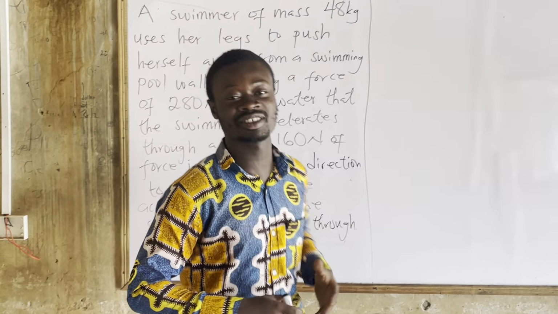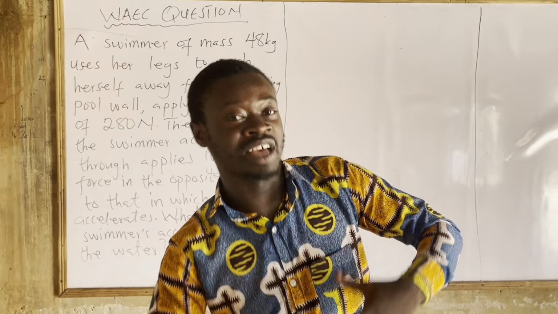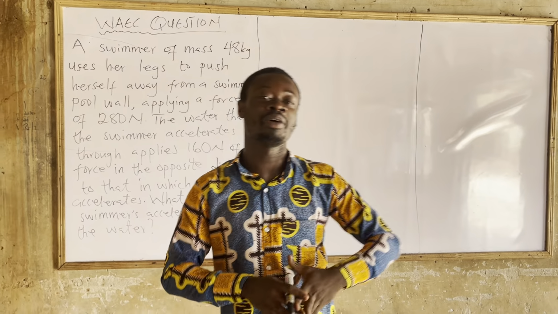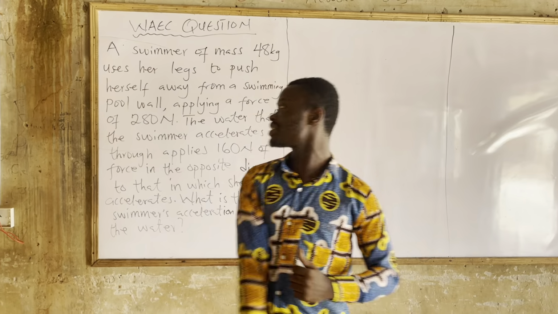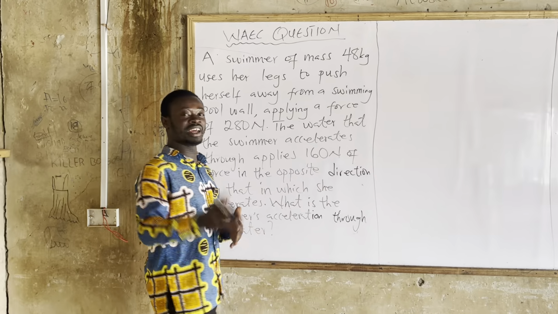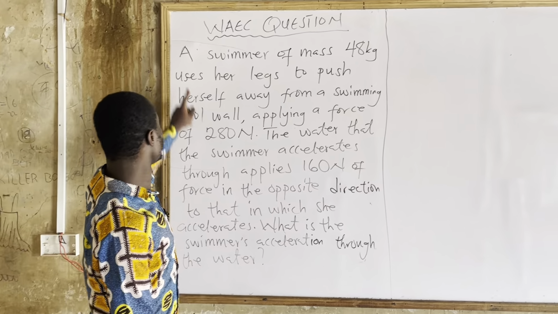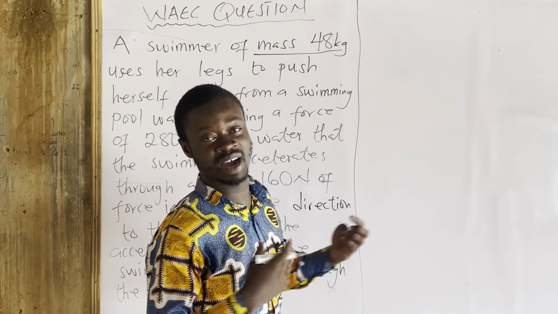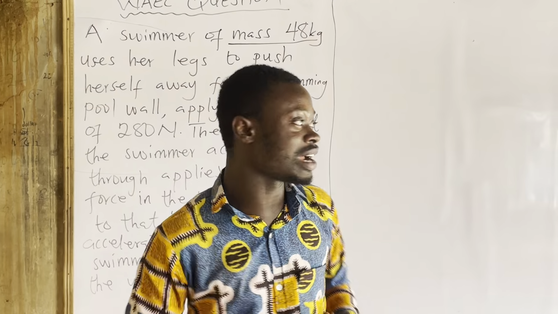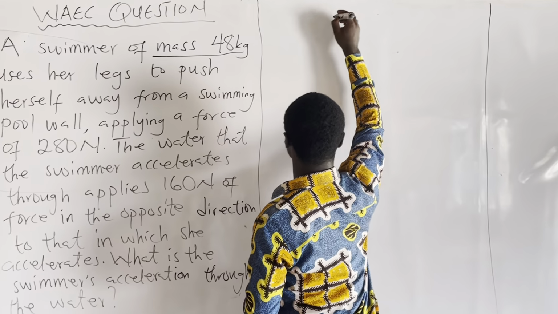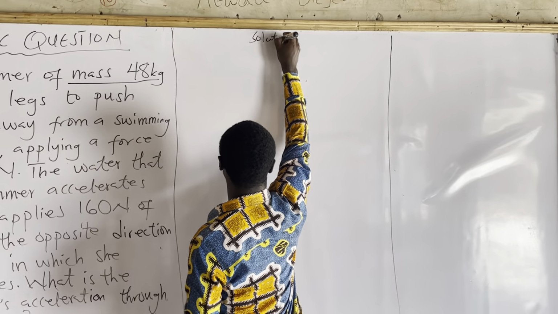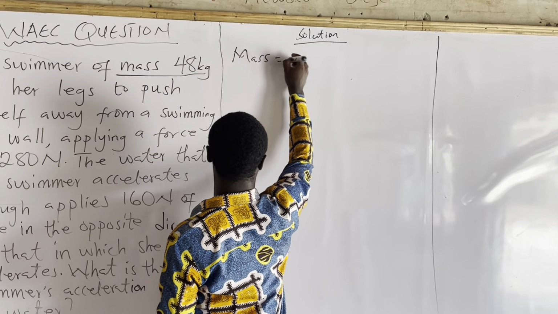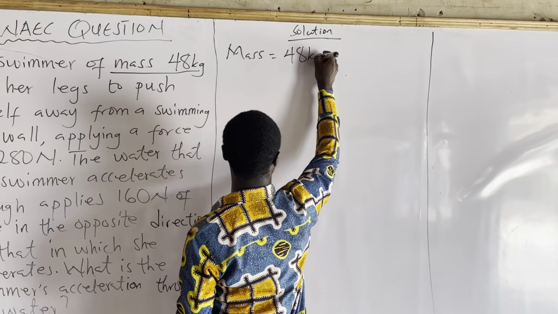Okay, so this is a simple wire question. As usual, I have to read it, understand it, and write down all the vital information before I start to solve. So let's solve it. Let's find all the keywords. A swimmer of mass 48 kg. So this means that the mass of the swimmer is 48 kilograms. The solution: mass of the swimmer is 48 kilograms.